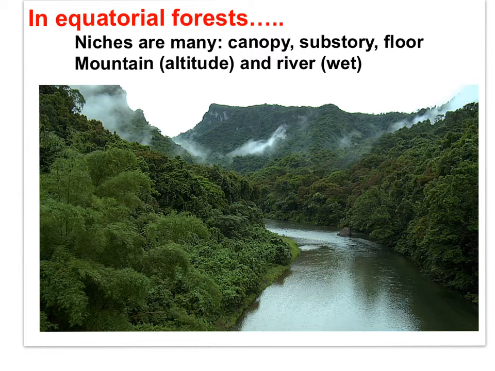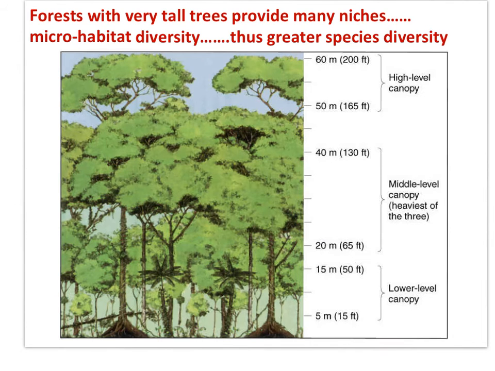Foliage height diversity increases the number of niches with canopy, substory, and floor. Rainforests can be mountainous, providing diversity in habitat by altitude. And rainforests have rivers and aquatic habitat in addition to the terrestrial. Forests with very tall trees provide many niches, micro-habitat diversity, thus greater species diversity, locations worthy of protection.